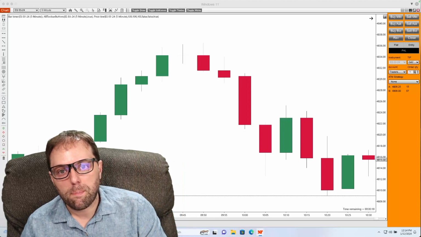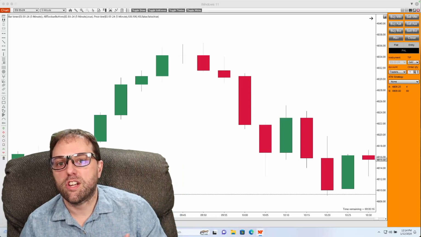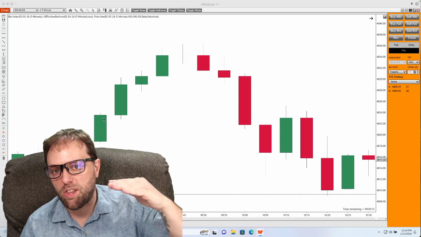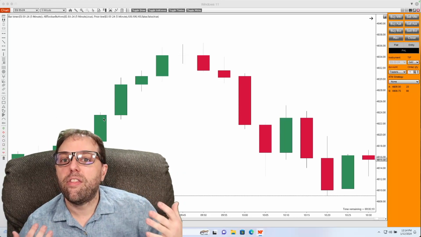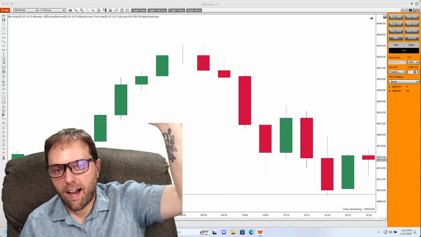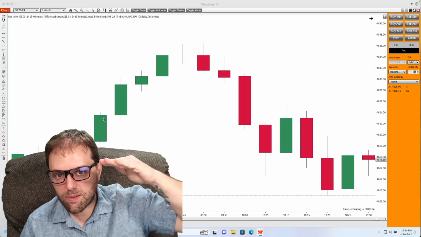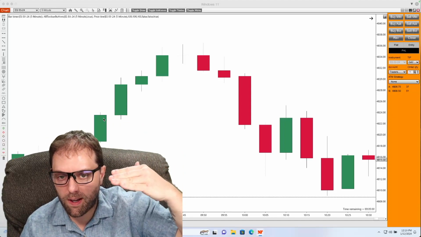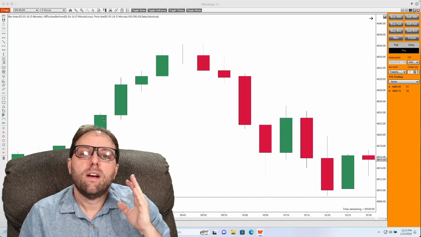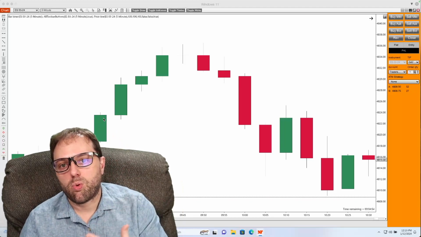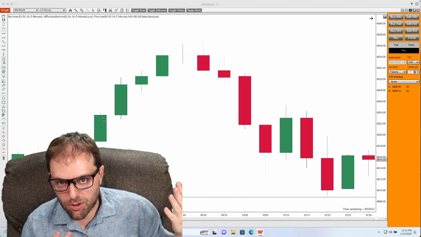There's also a couple other definitions you need to know, such as the body, which is the area of space between the open and the close, and then the wicks. The wicks are the space between the high and the open or close of the candle, and then the low and the open or close of the candle. The colors represent the market movement and the price action during that duration.